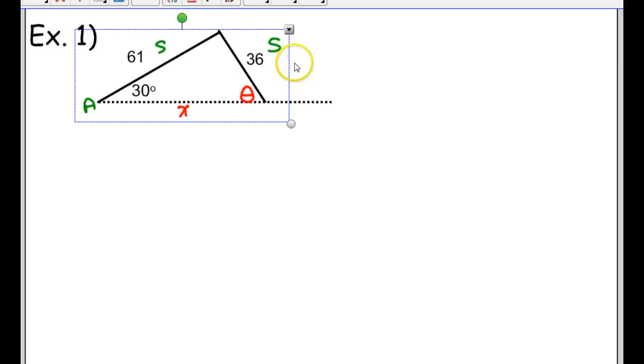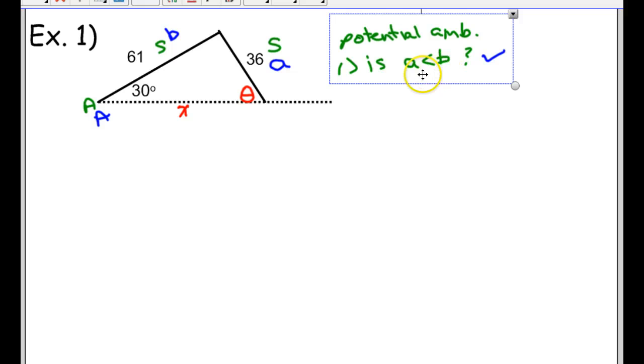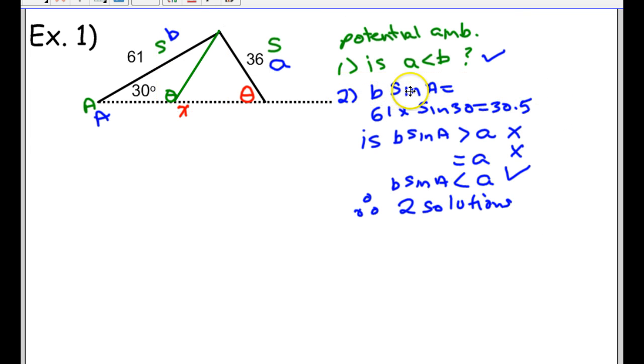So when I think about it, I do recognize I have a side-side-angle situation, which means I need to verify, first of all, is side A less than side B? And it is. So I have a potential ambiguous case. I will then test to see what B times sine A is equal to. B times sine A is 30.5.